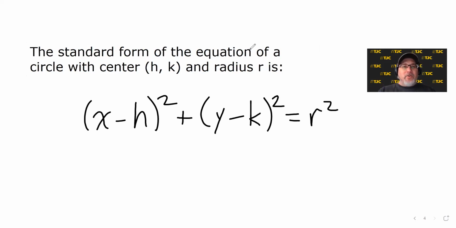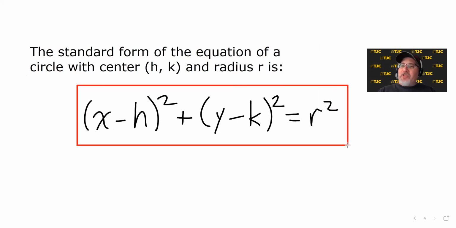All right, so it's not a difficult equation. It stems directly from the distance formula, which stems directly from the Pythagorean theorem. This looks very Pythagorean in nature. A squared plus B squared equals C squared. X minus H squared plus Y minus K squared equals R squared. It's really just the Pythagorean theorem in disguise.